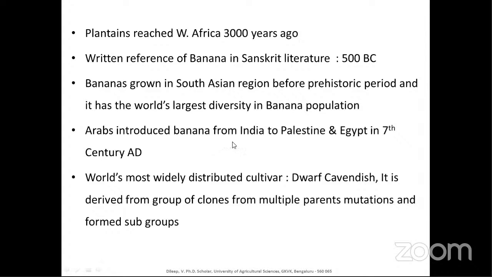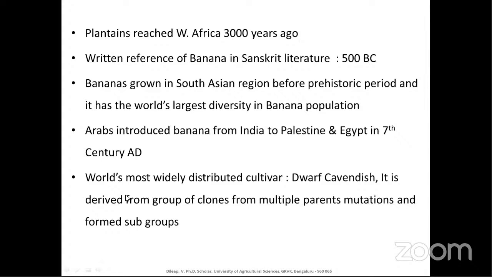And Arabs introduced banana from India to Palestine, that is the Israel part, and also Egypt, that is the Middle Gulf and those countries. So the Arabs carried this banana from India and introduced it there, in Palestine and Egypt, in the 7th century AD. And the world's most widely distributed cultivar is Dwarf Cavendish. Whatever we eat now, the genuine banana, I don't know what it is called in your places, but here we call it Pachabale, Dwarf Cavendish.